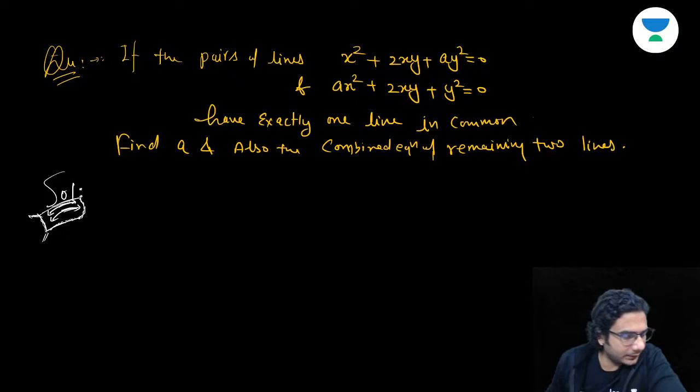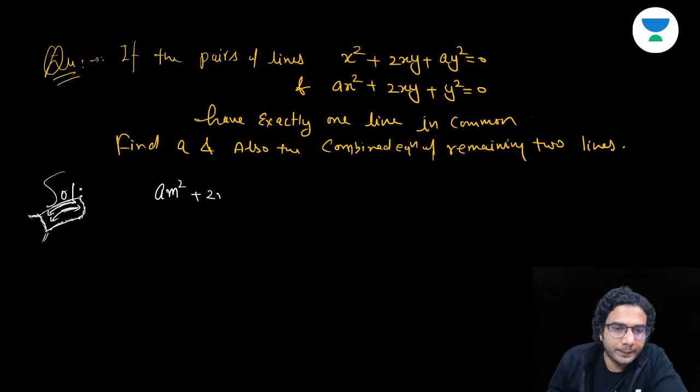Are you getting any value? It's like this. If you make a quadratic in m, then the first equation is going to be a m square plus 2m plus 1 is equal to 0. And the second equation is going to be m square plus 2m plus a is equal to 0.